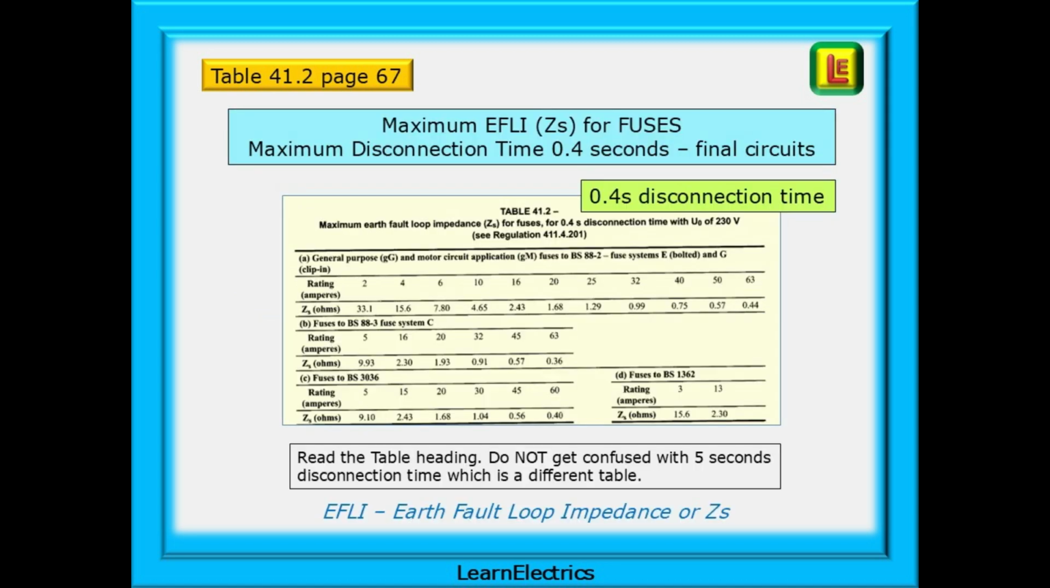Now that we know the required disconnection time, we can look at the maximum permitted earth fault loop impedance, or Zs, for different types and ratings of breakers and fuses. Table 41.2 on page 67 is just for fuses, and specifically for fuses that must meet a 0.4 second disconnection time as required in many final circuits. Read the table heading. Do not get confused with 5-second disconnection times, which is a different table.